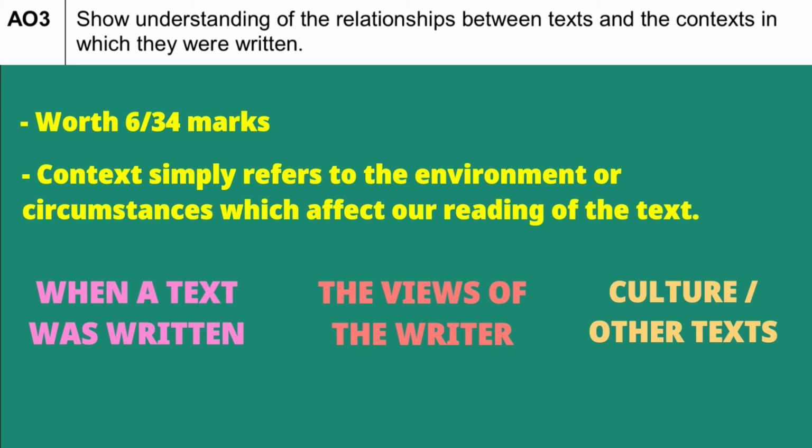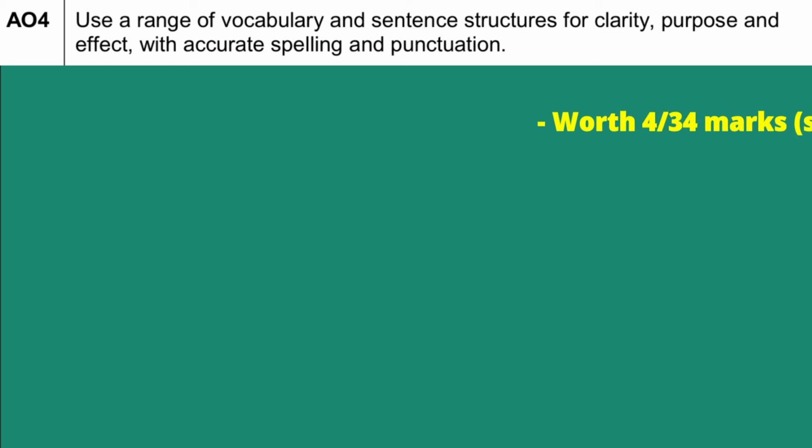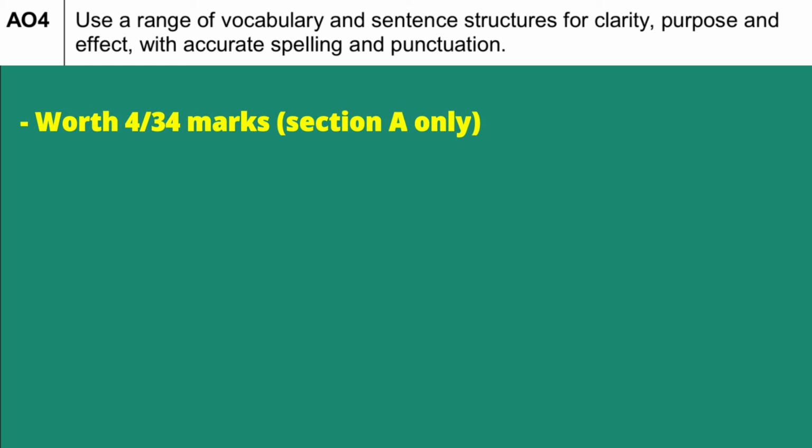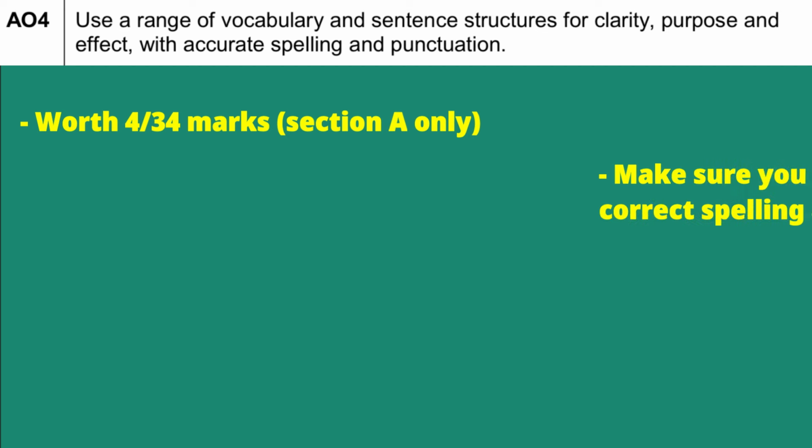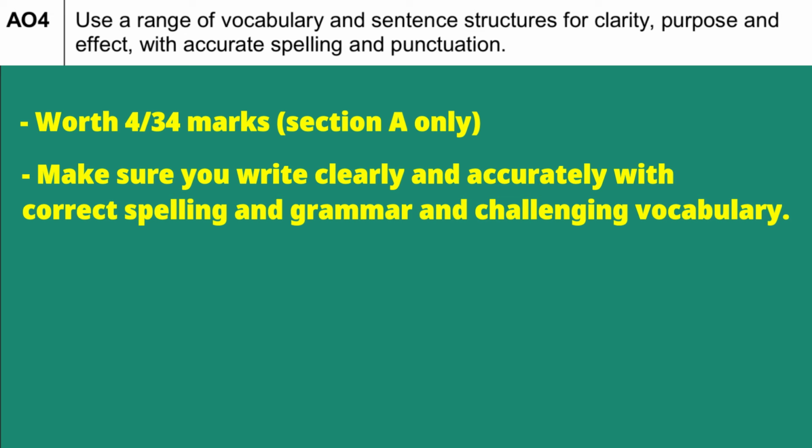Finally, AO4 is worth 4 marks out of 34 on Section A, and measures a student's ability to use a range of vocabulary and sentence structures for clarity, purpose, and effect, with accurate spelling and punctuation. Simply make sure you write clearly and accurately, with correct spelling and grammar, and challenging vocabulary.